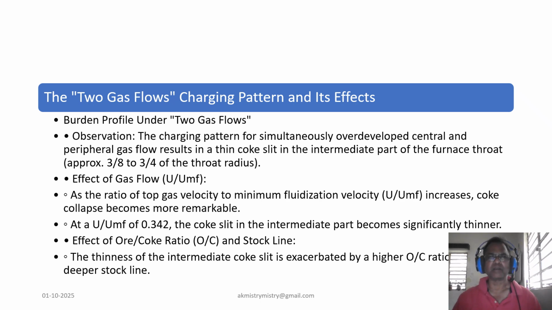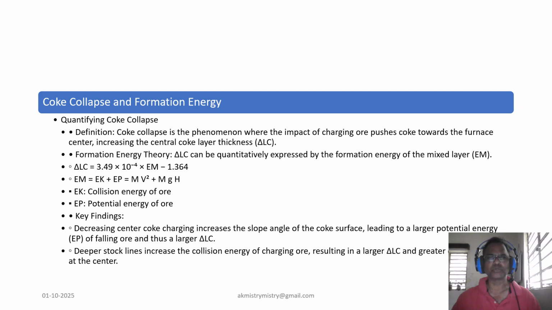Now, let's look closer at this collapse. The collapse occurs when the impact of charging physically pushes the coke layer towards the furnace center. The researchers quantify this using formation energy theory. The increase in central coke layer thickness, or delta LC, is directly related to the formation energy of the mix layer, which combines the collision and potential energy of the falling ore.